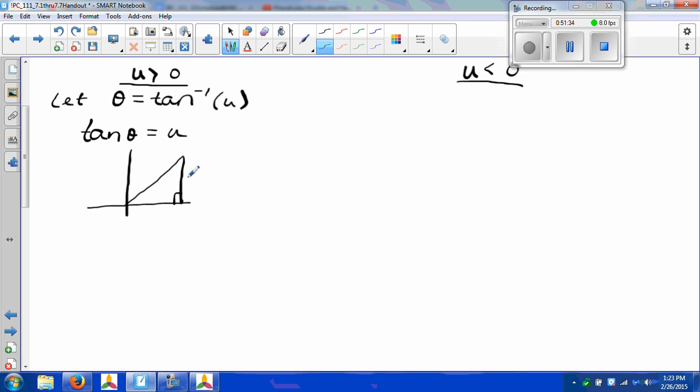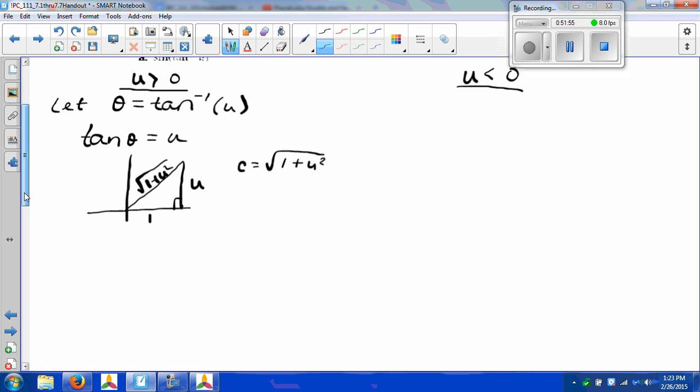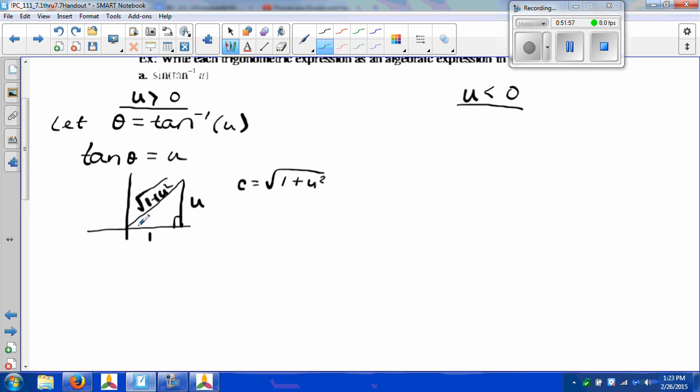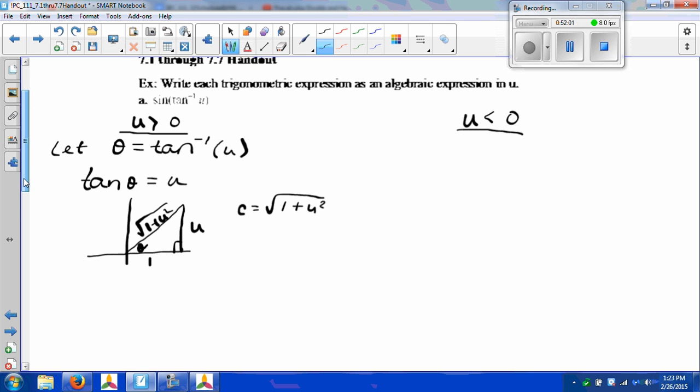Alright, opposite over adjacent, so u over 1, and then I need to find out what c is. So c is the square root of a squared plus b squared, so 1 plus u squared. Okay. So I'm going to write that on there. I mean, this is the exact same thing we've been going through, it's just got u's instead of numbers. Alright, and this is theta. This is my representative triangle for theta.